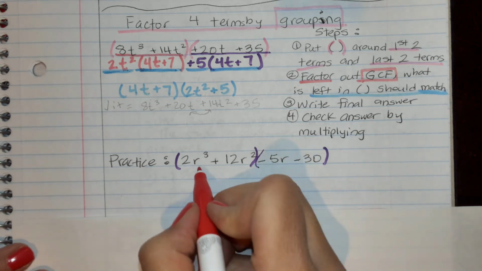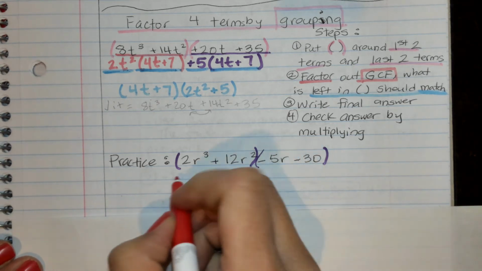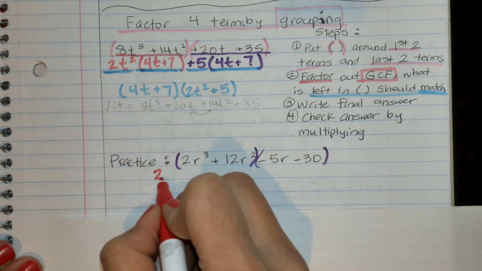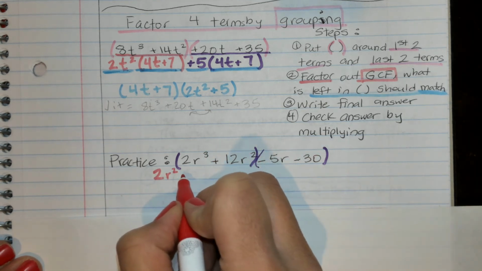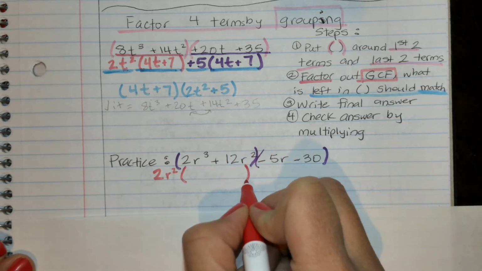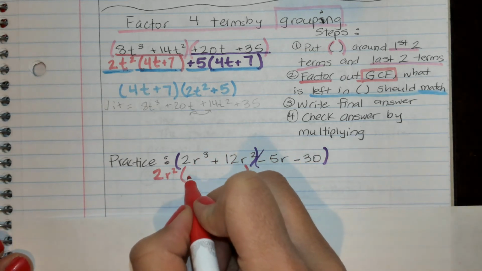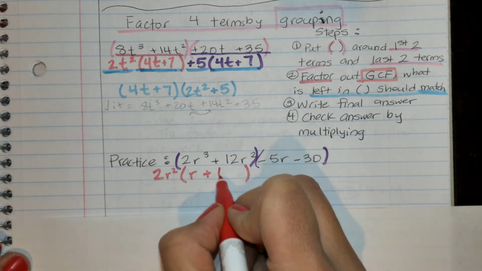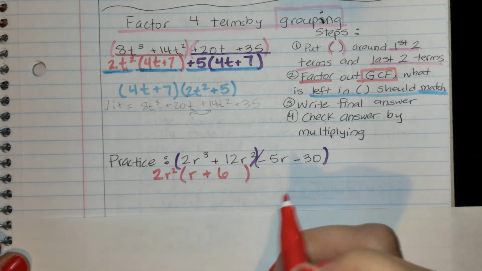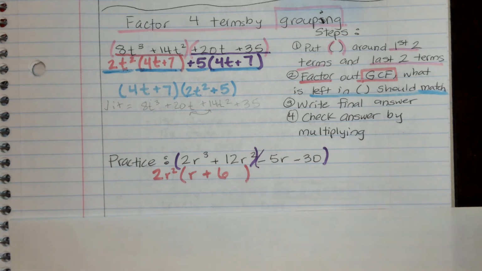So out of 2r to the third and 12r squared, I can factor out 2 and then r to the second power. Try to fit that in there, 2r to the second. And then when I factor out, I'm left with just r and then plus 12 divided by 2 is 6 with no r.